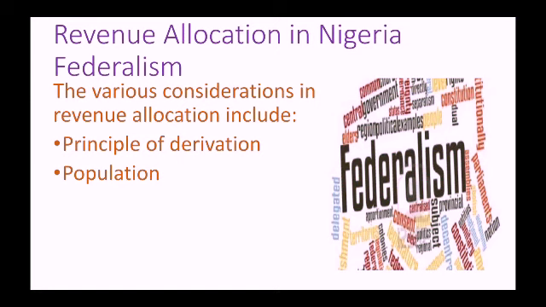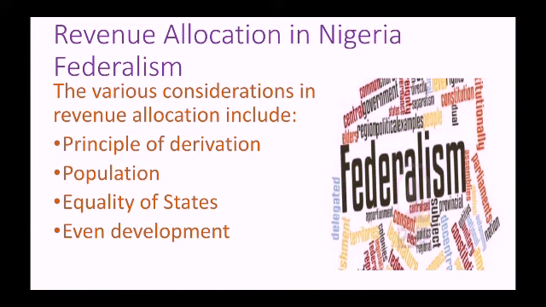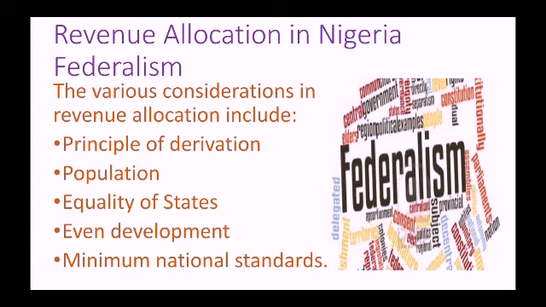Again, population. You look at the population of a people in the course of allocating resources. We also have equality of states to ensure that there is equality. Again, we have even development. And finally, we have minimum national standards. So these are some of the considerations in the allocation of revenue in Nigerian federalism.